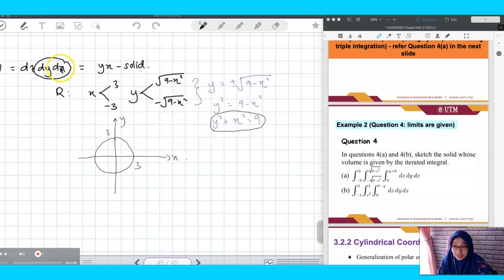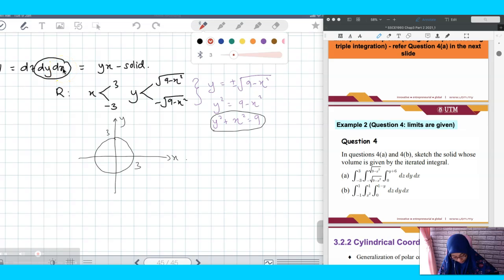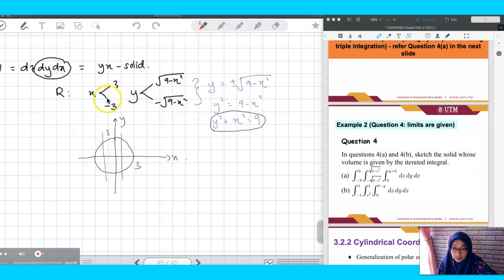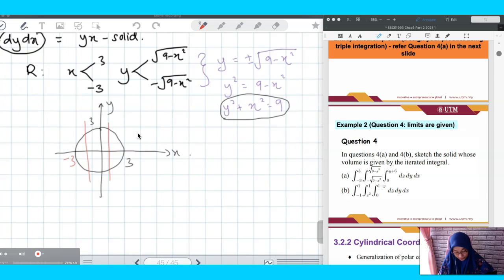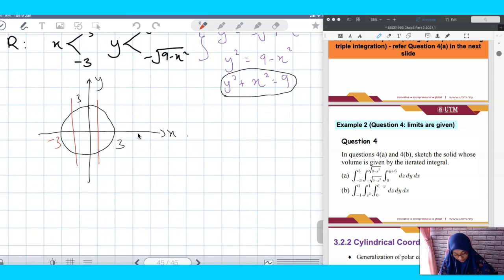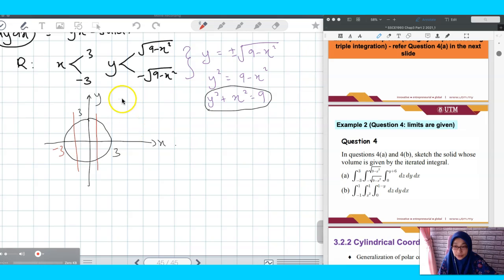In this case, we can see that our x is constant. When x is constant, you have to draw a vertical line. From the given limit, x lies between -3 and 3, so it can be negative and it can be positive. Now, based on the line that you drew, you want to read your y. The lower bound belongs to the negative part of y, which is the part of the circle where y is negative.